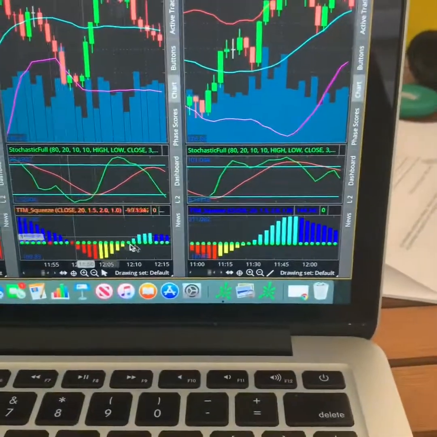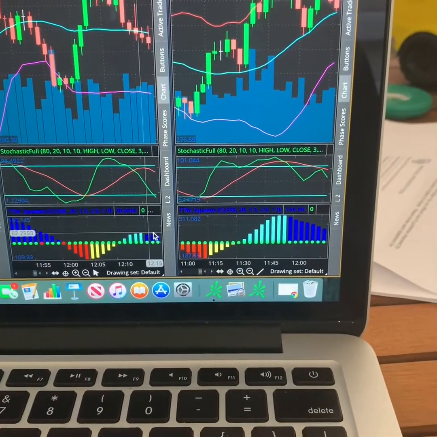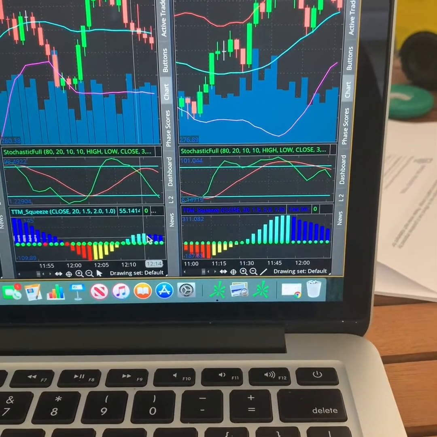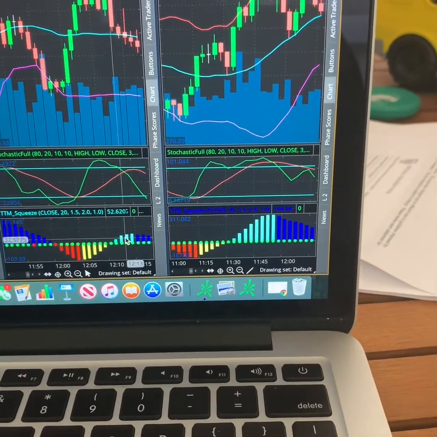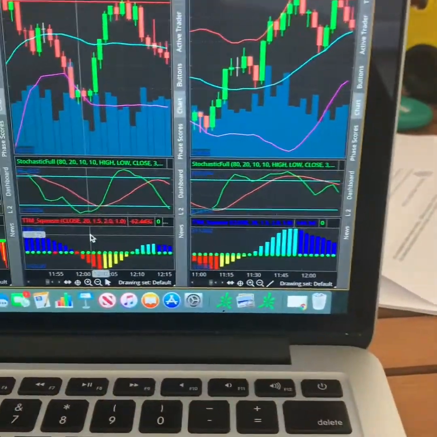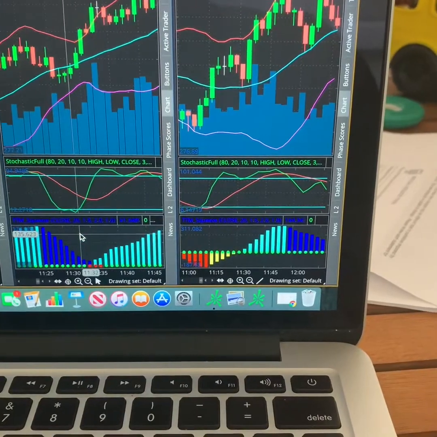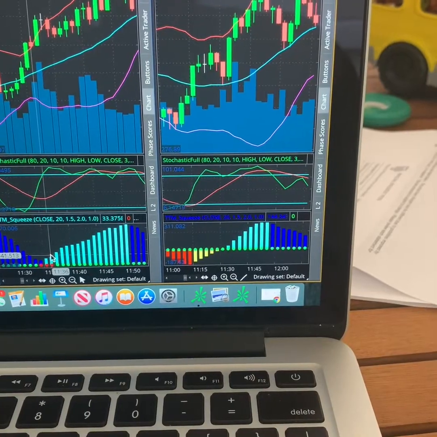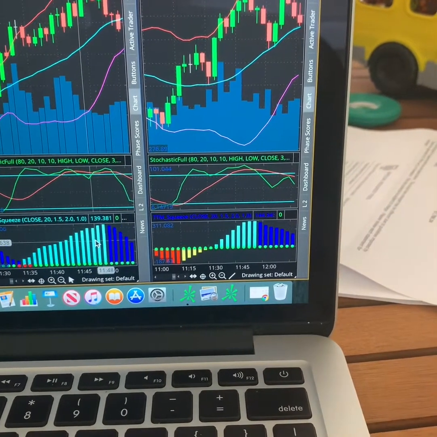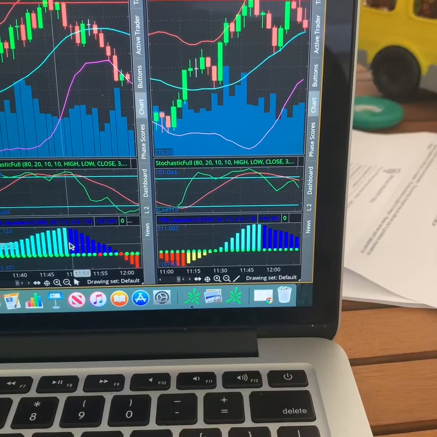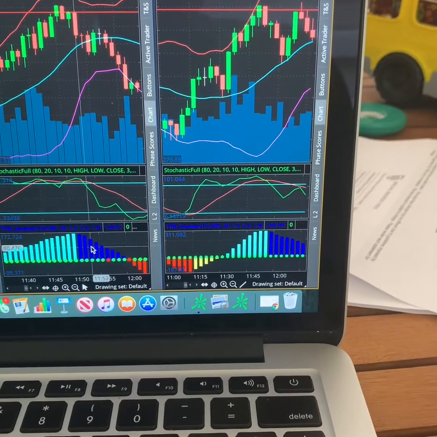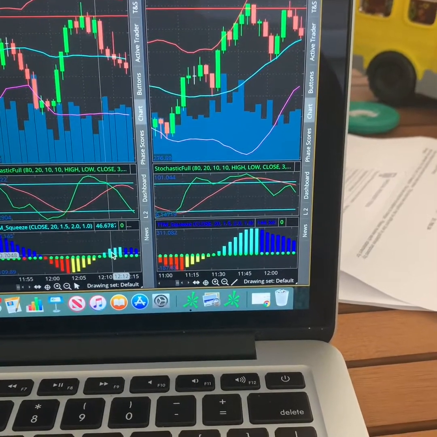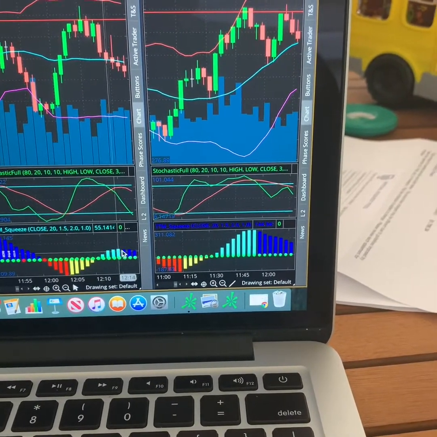I also have this TTM squeeze, which tells you when it's on a certain trend. Like this is an uptrend. So the higher the trend, for example on this side, this was a big spike up. These light blues mean that it's going up, and when it starts turning into this dark blue, it means that it's going the reverse. In this case, it wasn't that big of an uptrend.